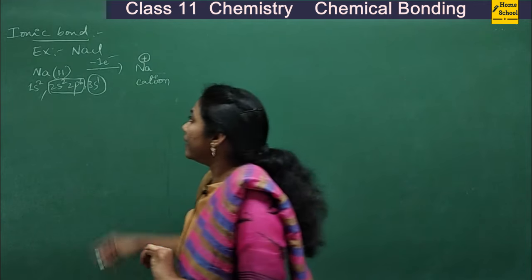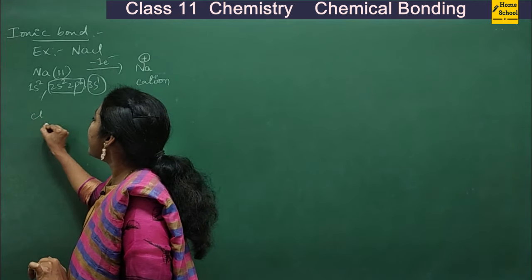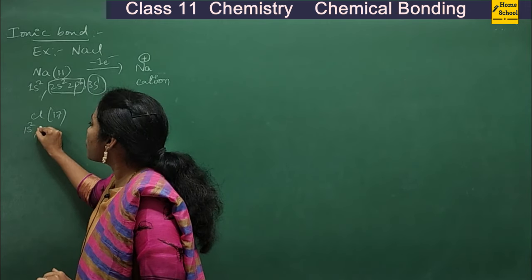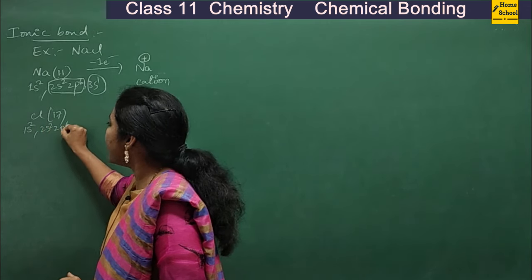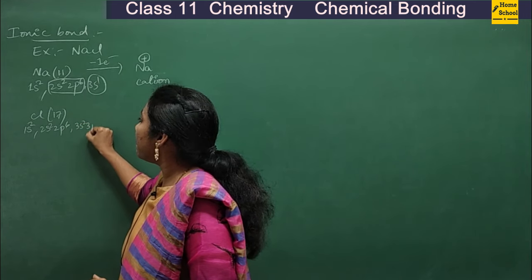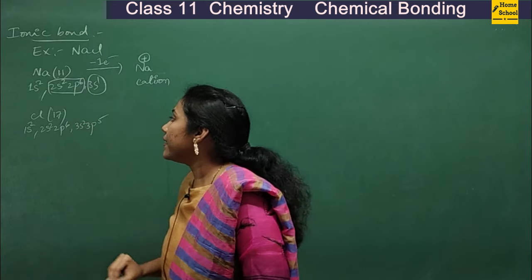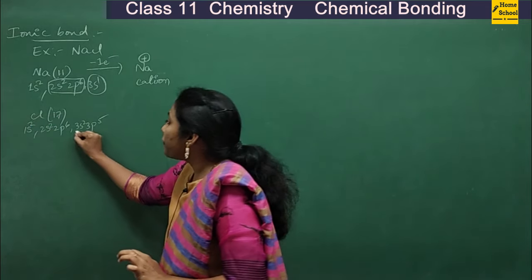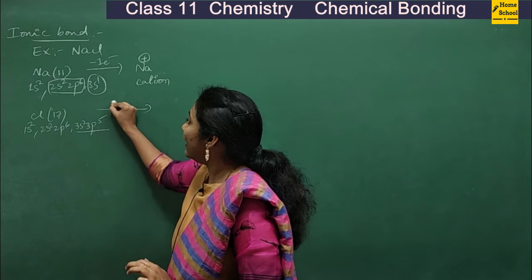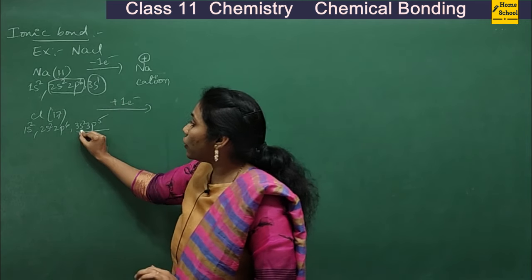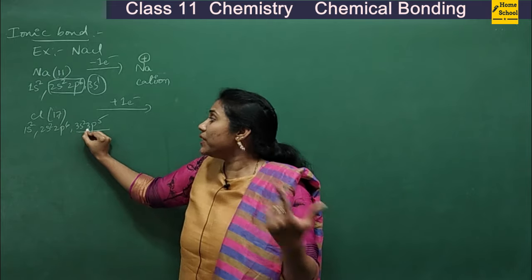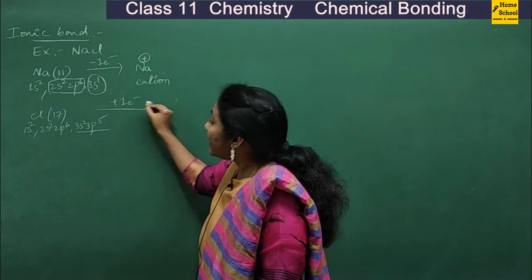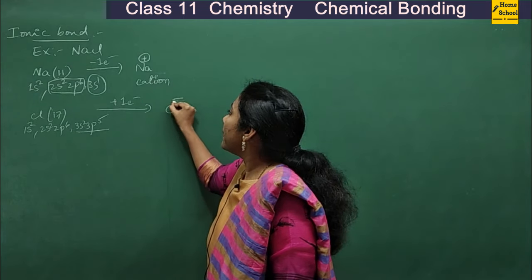Okay, so now if I take Cl, atomic number 17, if I have to write its electronic configuration, 1s2, 2s2, 2p6, 3s2, 3p5, isn't it? So this is our electronic configuration of chlorine. See, if this chlorine can get one electron, its electronic configuration will become 3s2, 3p6. It's the stable electronic configuration, right? So it gets one electron and it will become Cl minus.